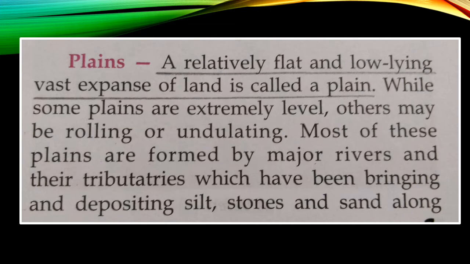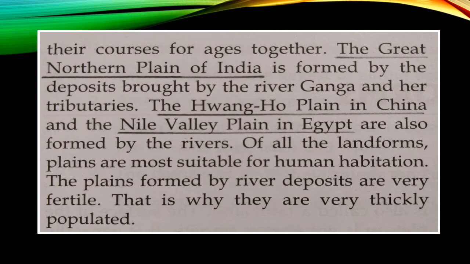But most of these plains are formed by major rivers and their branches or tributaries, which have been bringing and depositing silt, stones, and sand along their courses for ages together. And this silt makes the land very fertile. The great northern plain of India is formed by the deposits brought by the river Ganga and her tributaries. The Huanghe plain in China and the Nile Valley plain in Egypt are also some major river plains all around the world.